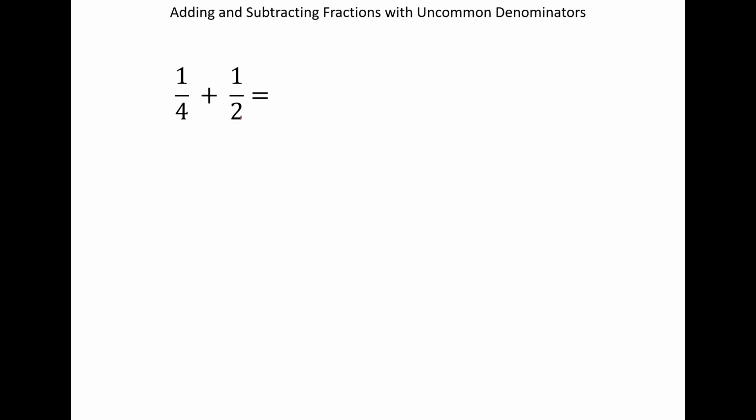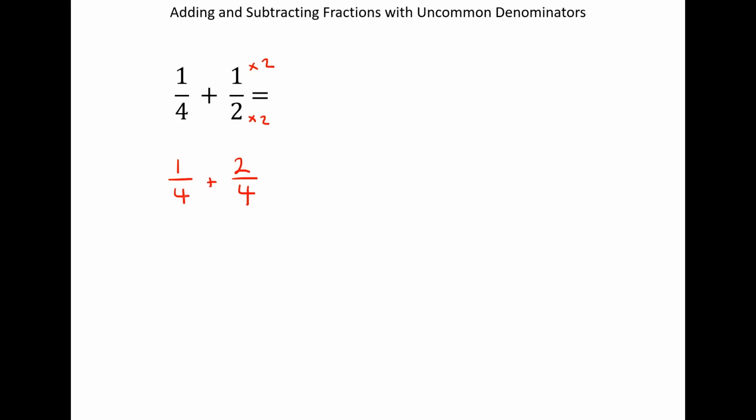In this case, I'm thinking, well, 4 is just a multiple of 2, so I can simply multiply 2 by a number to get it to 4. In this case, 2 times 2 would be 4. But what I do to the bottom number, I also have to do to the top number. So I must multiply 1 by 2 as well. These are essentially equivalent fractions. So now what I have is 1 over 4 plus 2 over 4, because 1 times 2 is 2 and 2 times 2 is 4.